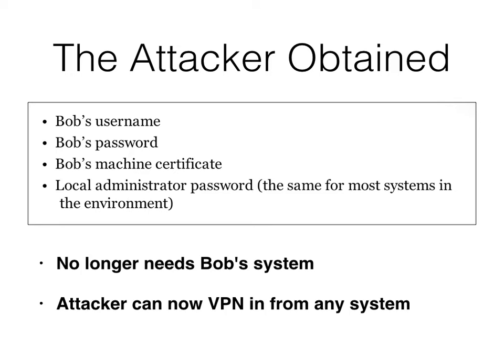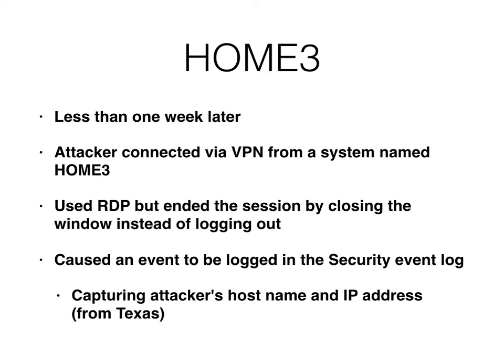Now he can just VPN from anywhere in the same way Bob would VPN from a coffee house or home, which is pretty awesome. So 1 week later, he connected from his home machine, the machine they named Home 3, and that's another clue, this guy's kind of an amateur. He used remote desktop protocol, and then he didn't close the session properly. He just clicked the X, and when you do that, it puts an error log saying session abnormally terminated, and it puts the host name and IP address of the machine that connected in the log. So they knew his IP address in Texas and the name of his machine.